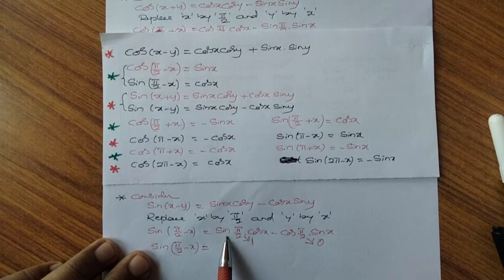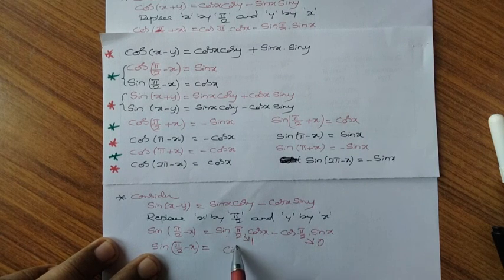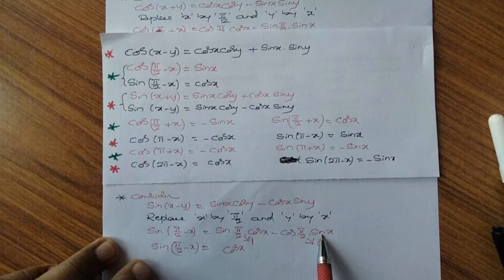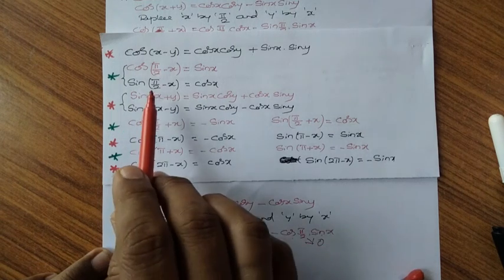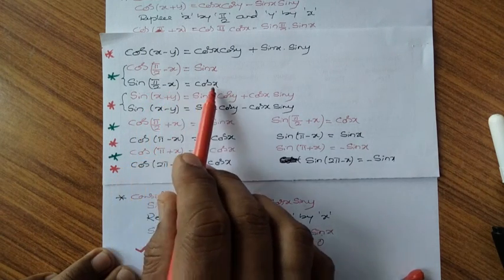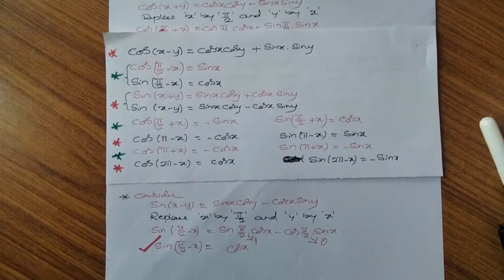So therefore 1 into cos x is cos x. 0 into sin x is 0. So thus we got it. One more result: sin of 90 minus x equals cos x. Here sin of 90 minus x equals cos x.